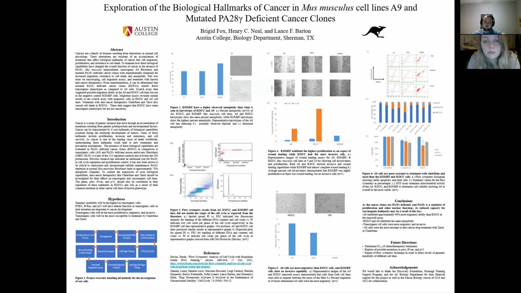In our future directions, we would like to determine the IC50 of the chemotherapeutic treatments, explore possible mutations in PTEN, HRAS, and P53, and repeat our flow cytometry technique in order to detect the levels of genomic instability of different cell lines.